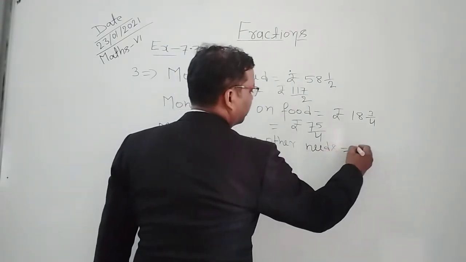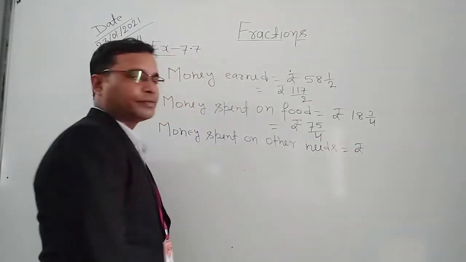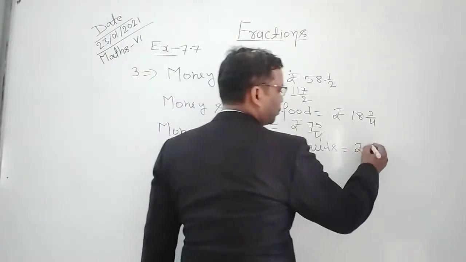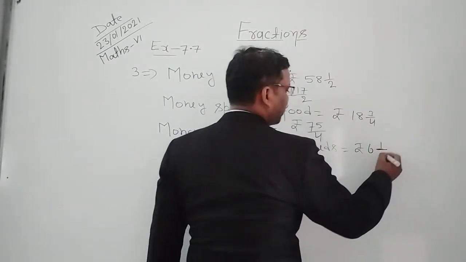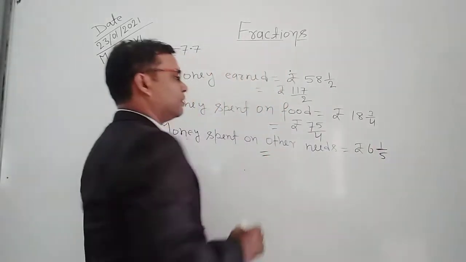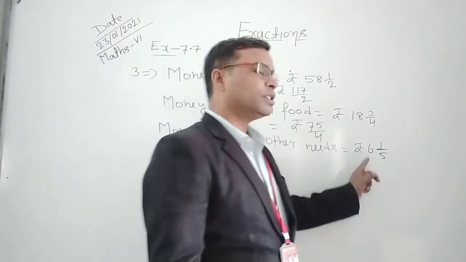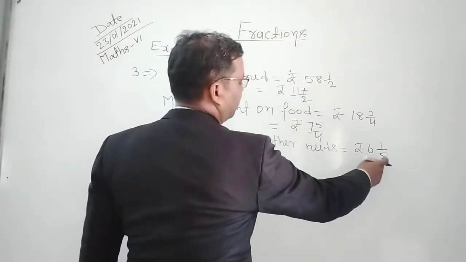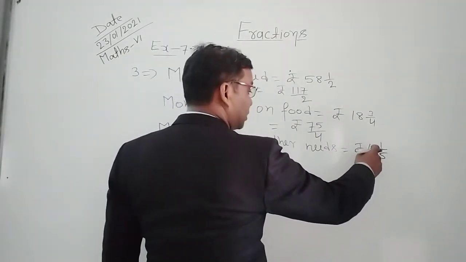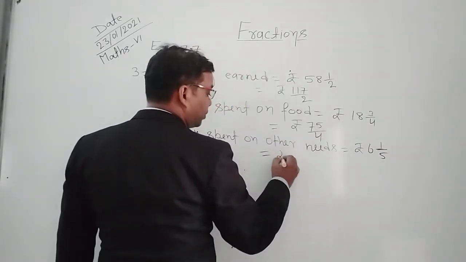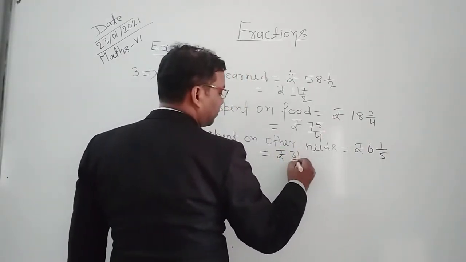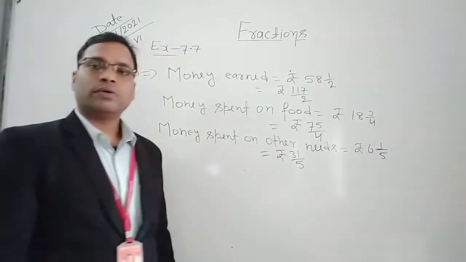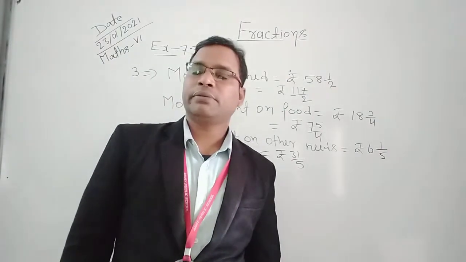Needs. This is equal to rupees 6 whole 1 by 5. If you change it into an improper fraction, 5 into 6 is 30, 30 plus 1 is 31. It becomes rupees 31 by 5. Okay. Now we need to find the money left with him.